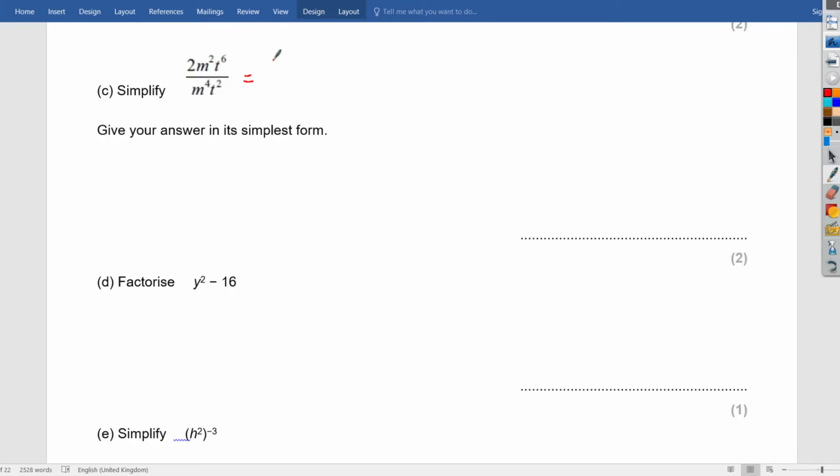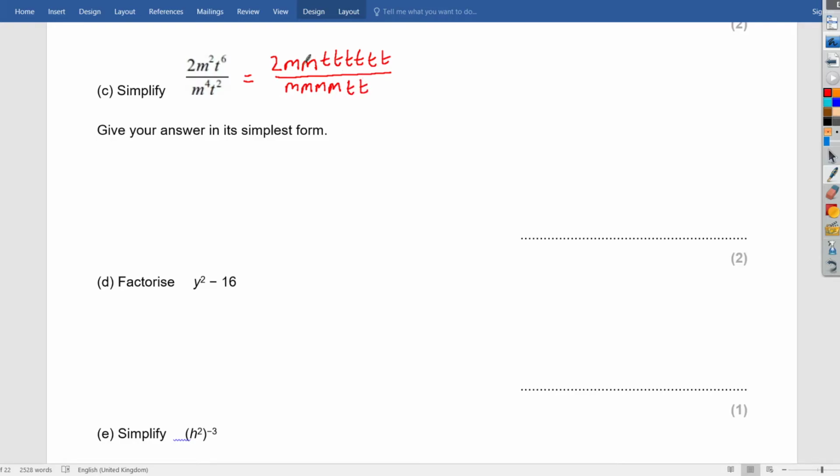The best way to do this is just put 2 there. M squared is the same as m times m, and t to the power 6 is t times t times t times t times t times t. So that's the numerator done. Denominator, m to the power 4 is m times m times m times m. T squared is t times t.